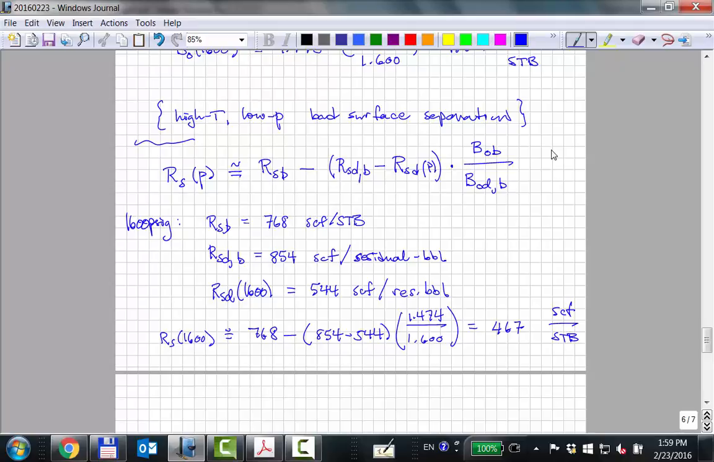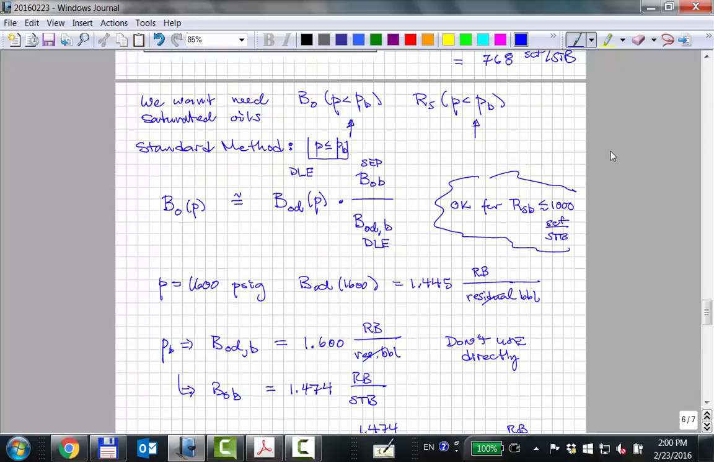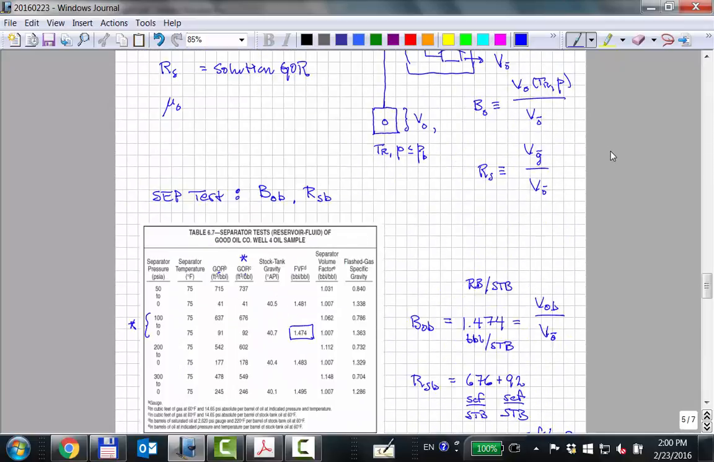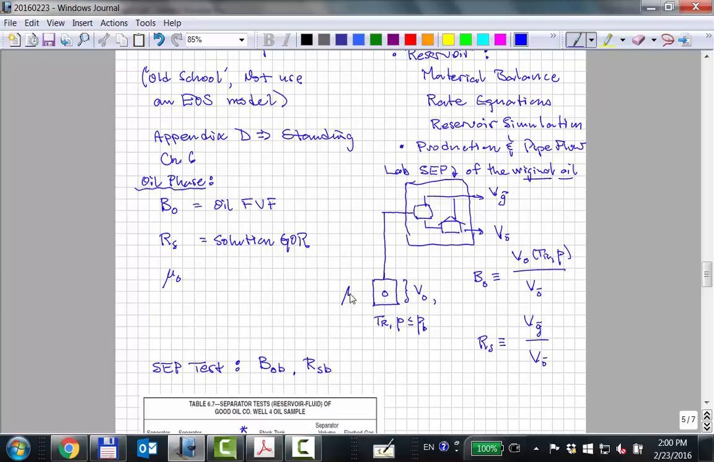Any questions? What about viscosity? Is it similar? Yeah, the oil viscosity, you just use straight because it's measured at pressure and temperature. So basically you get the oil viscosity straight from the report, directly. There's no surface process involved.